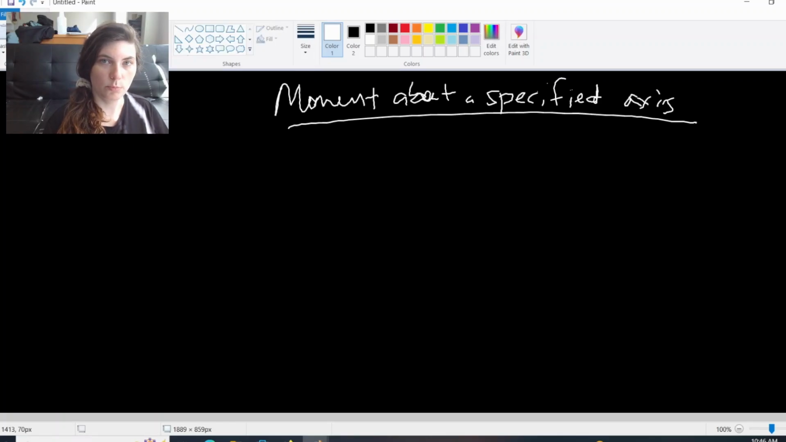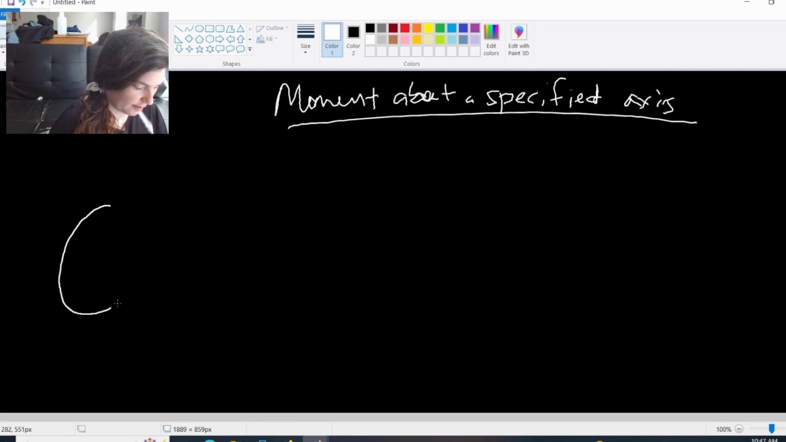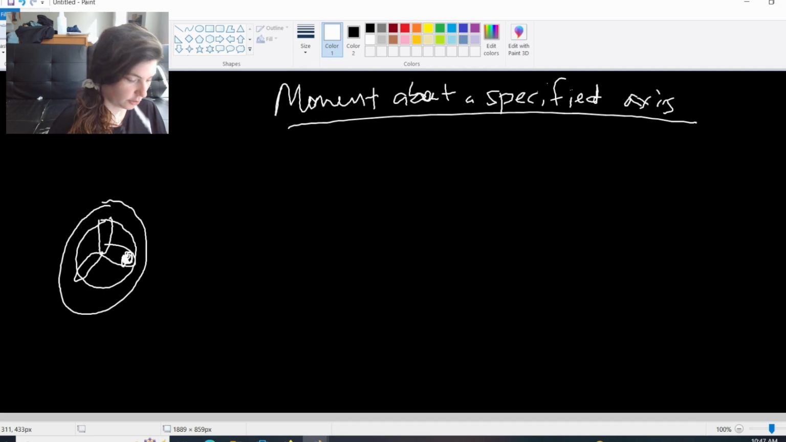So now that we've talked about moments in scalar form and in vector form and how to find the moment axis, now I want to see how we can calculate a moment about a specified axis. So we might think of this as something like a tire. This is the tire on your car, right? And you want to tighten one of the nuts here, right?